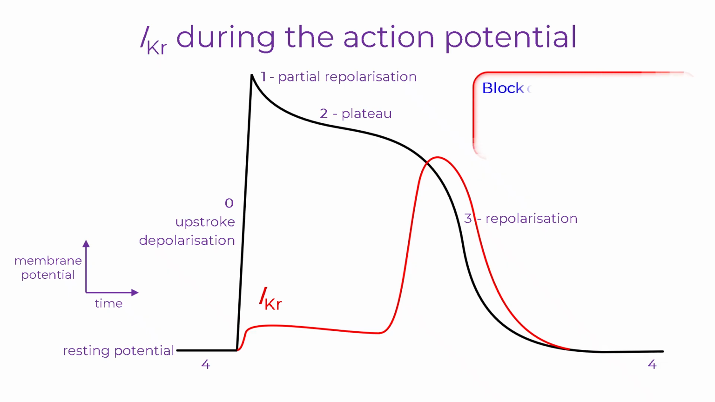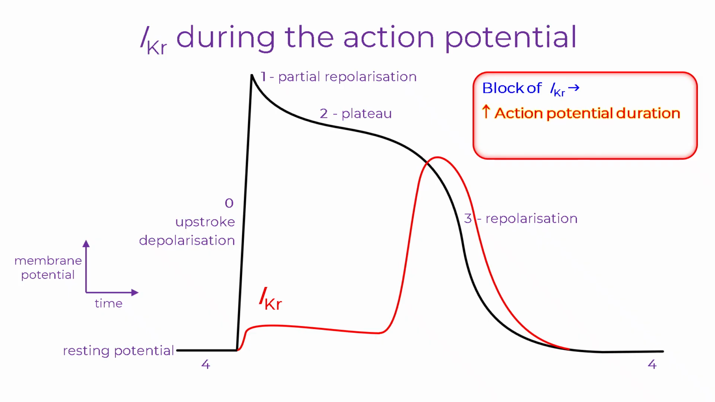Blocking IKr therefore produces a pronounced prolongation of the action potential and the effective refractory period. For that reason, IKr blockade can be highly effective as an antiarrhythmic strategy, but it also carries a significant risk if repolarization is prolonged excessively.